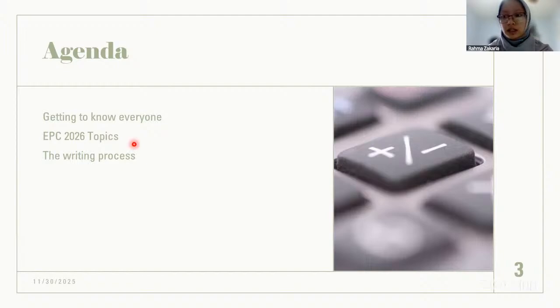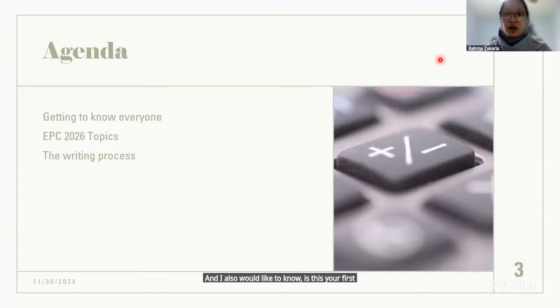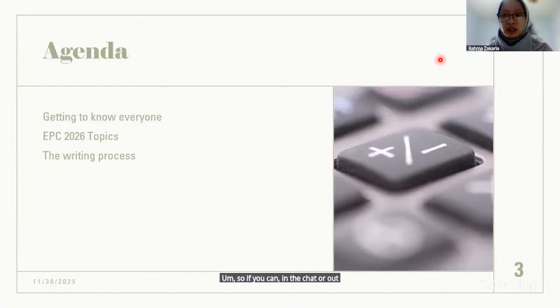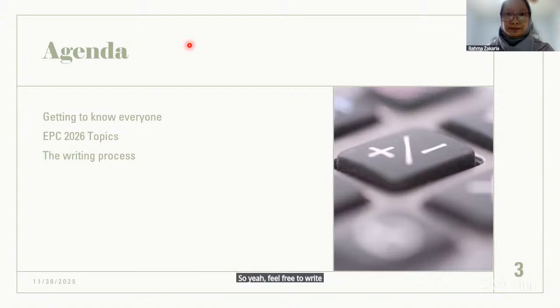So just to start, again, if everyone can put their level or grade next to their name so we can get a good idea of where everyone's at. And I also would like to know, is this your first EPC or have you already participated before? So if you can, in the chat or out loud, you can say, is this your first competition or you've participated for 1 year or 2 years? How many years have you participated before? So yeah, feel free to write that in the chat if you can.